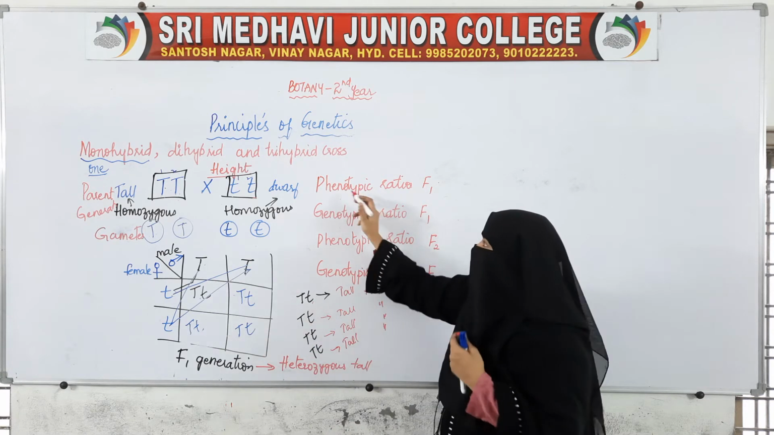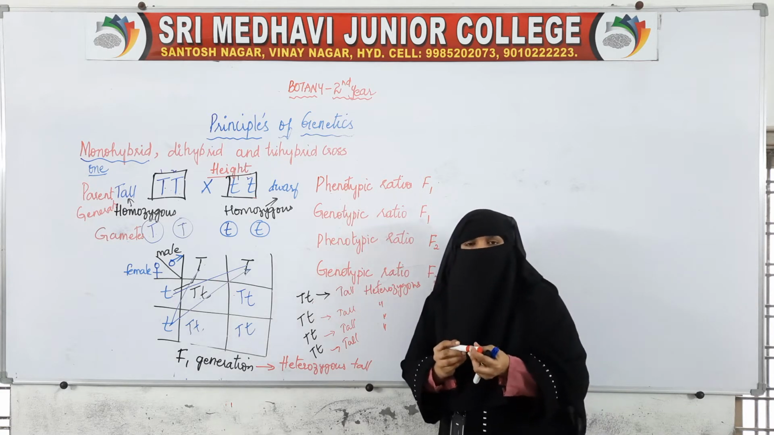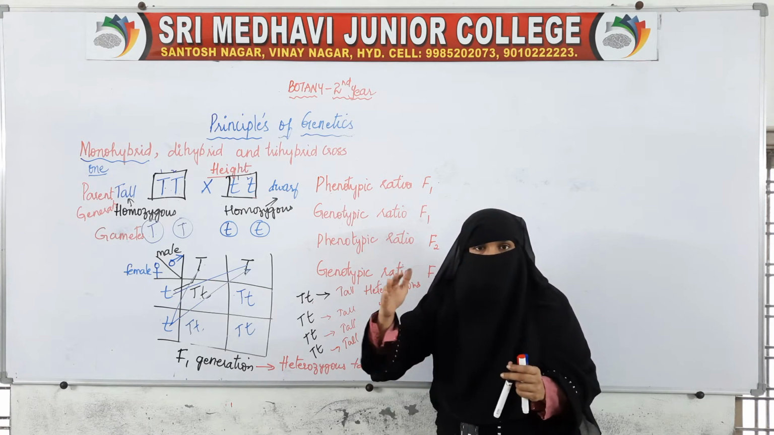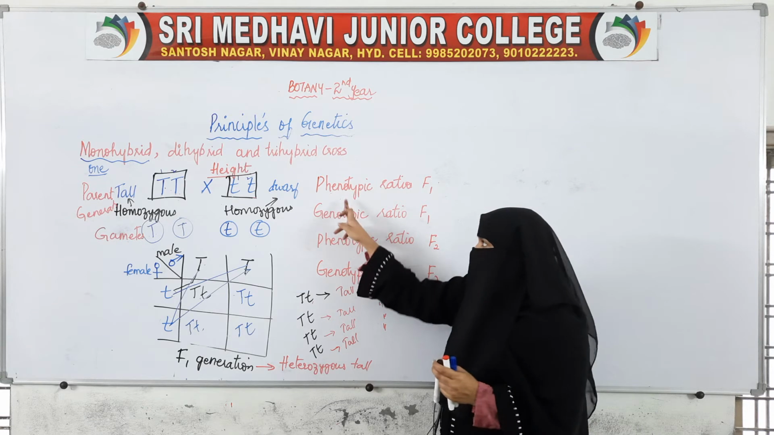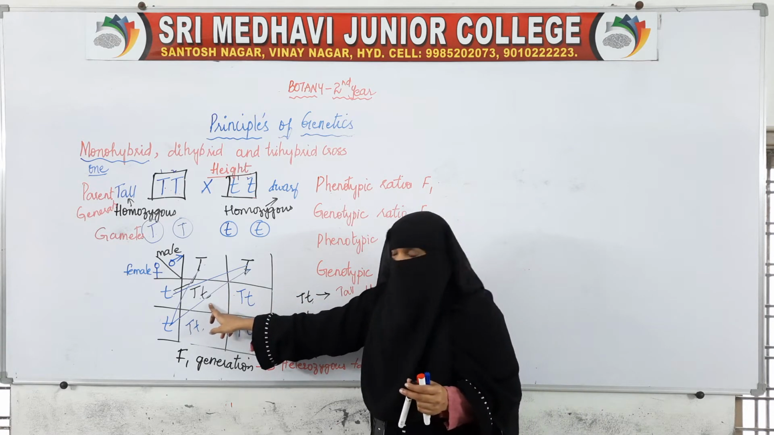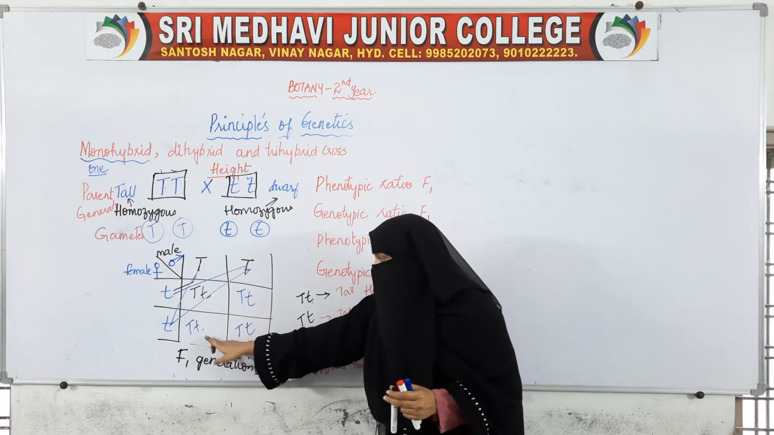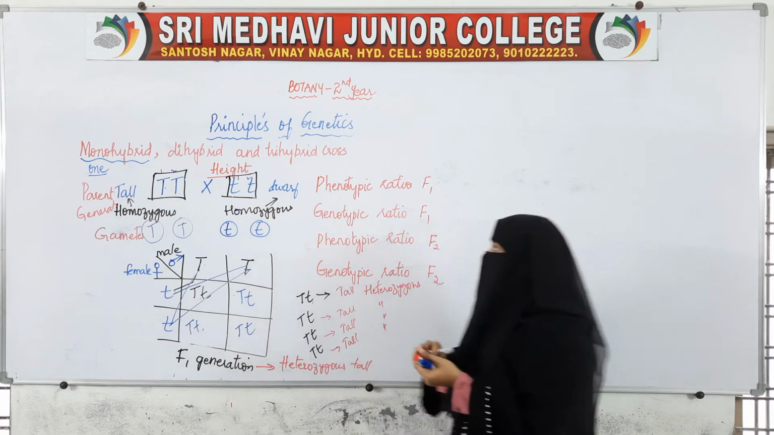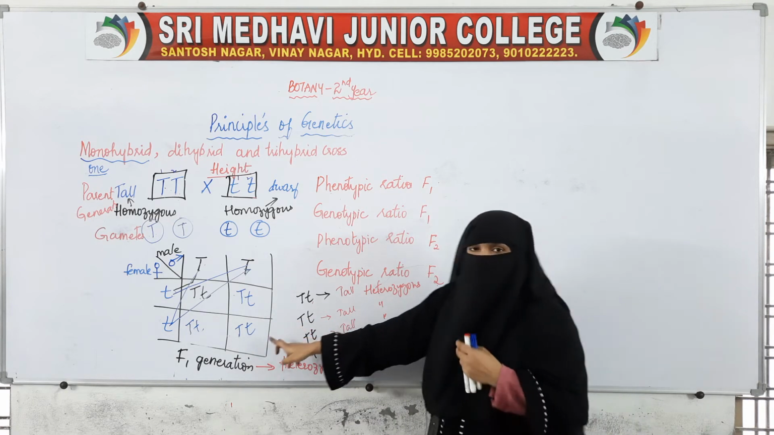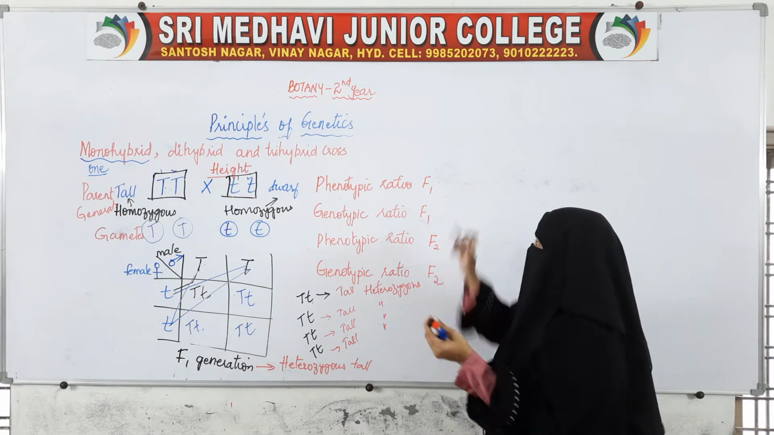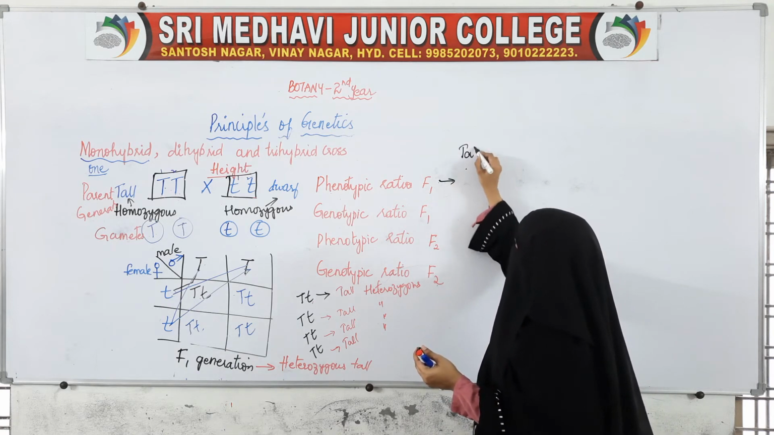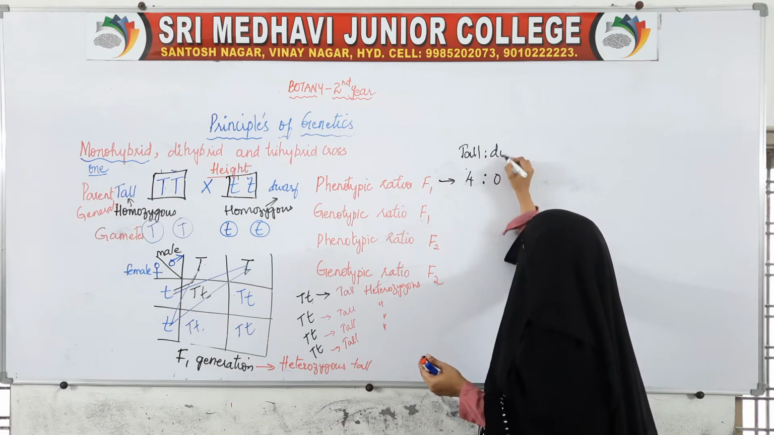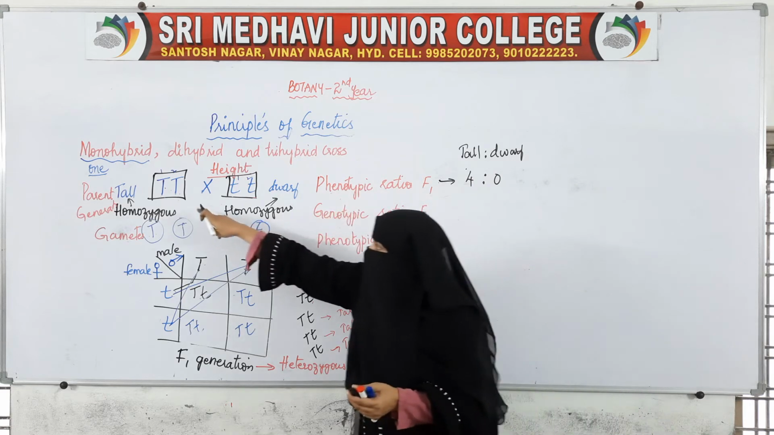If we look at the phenotypic ratio, I already told you what phenotypic ratio is. Appearance wise, how it appears, what the height of the plant is, whether it is tall or short. So appearance wise, all of them are tall only. Is there any dwarf plant? No, all of them are tall plants. There is no dwarf plant, even though we were crossing tall and dwarf.